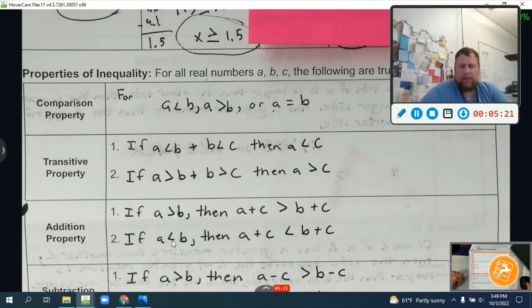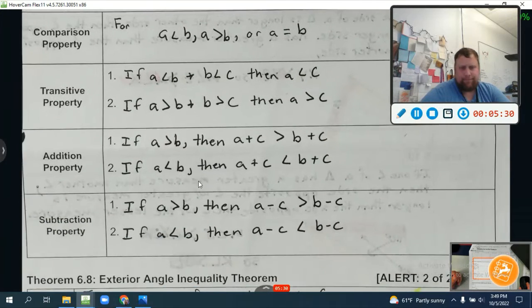In the same way, if A is less than B and I add the same number to both sides, the A side is going to be less than the B side. All right, again, pause this as needed to write down. I'm moving on up. What do we have here?